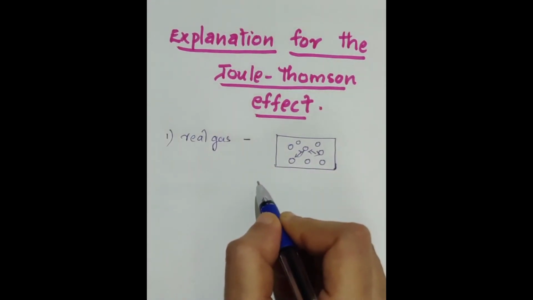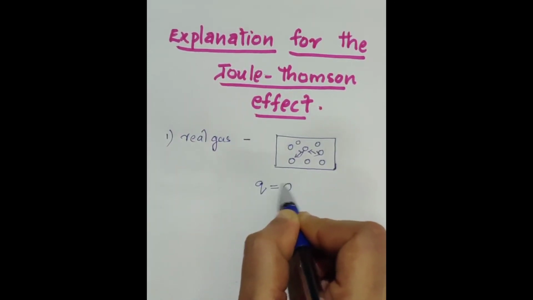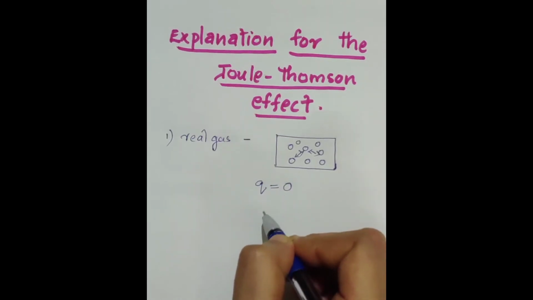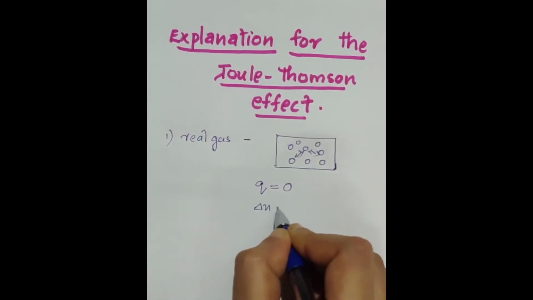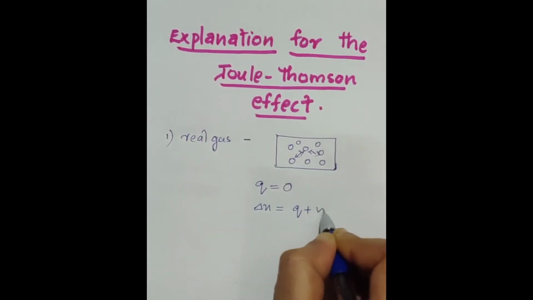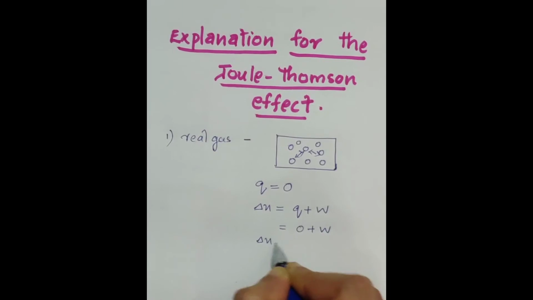We already know that in an adiabatic expansion, Q is equal to 0. No heat is added to the system. So, from the first law, delta U is equal to Q plus W, that is 0 plus W. Hence, delta U is equal to W. Here, work is done at the expense of the internal energy, that is, at the expenditure of the kinetic energy of the gaseous molecules.